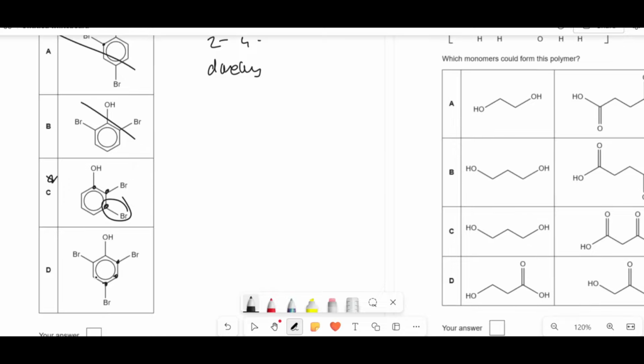Here, 2, 3, 4, 5, 6. It's not this one because that's the actual reaction that happens when you mix the two together. And it's very likely that happens, and it's 2,4 directing as well. So that means it's got to be C.